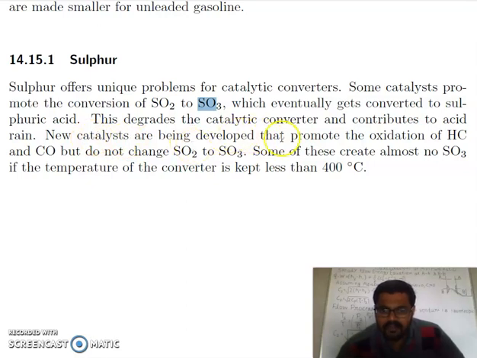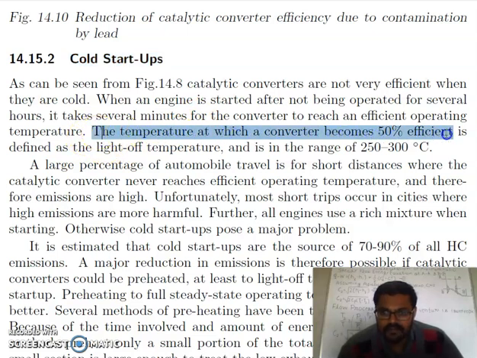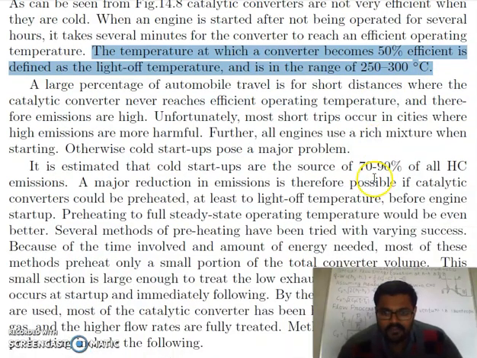So new catalysts are being developed that promote the oxidation of hydrocarbon and carbon monoxide but do not oxidize SO2 to SO3. Some of these create almost no SO3. The temperature of the converter is kept less than 400 degrees Celsius. Cold startup problems: there is one problem with the catalytic converter. During the start of the engine, temperatures are very low. The temperature at which the converter becomes 50% efficient is called the light-off temperature, and it is 200 to 300 degrees Celsius. But during the start of the engine, this temperature is not there. So we have to find some method to ensure that during the start the catalytic converter will work.